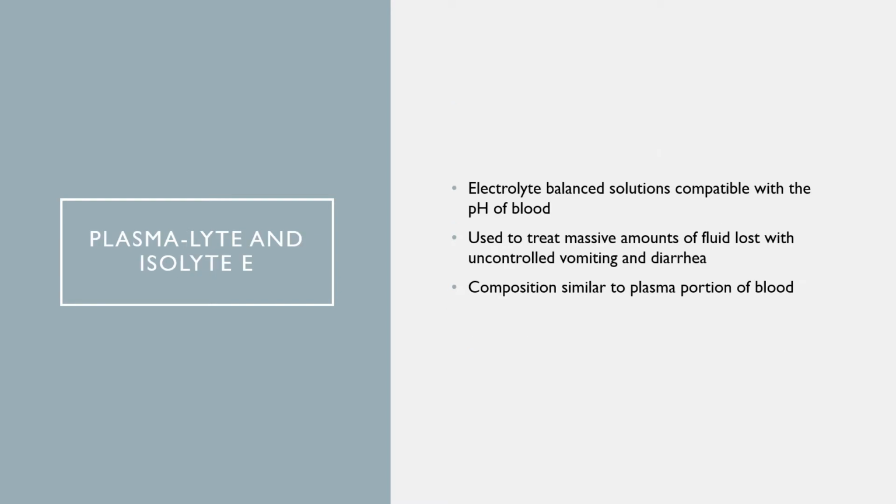Okay, then we have Plasma-Lyte and Isolyte. These are electrolyte balanced solutions that are compatible with the pH of blood. They're used to treat massive amounts of fluid lost with uncontrolled vomiting and diarrhea, and the composition of this is similar to the plasma portion of the blood.